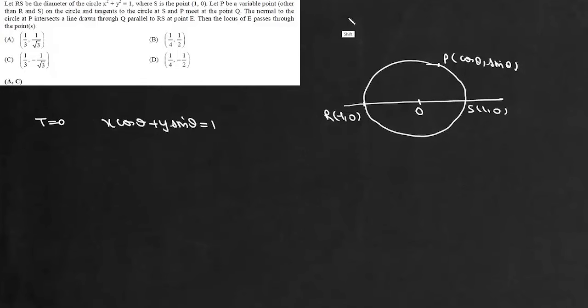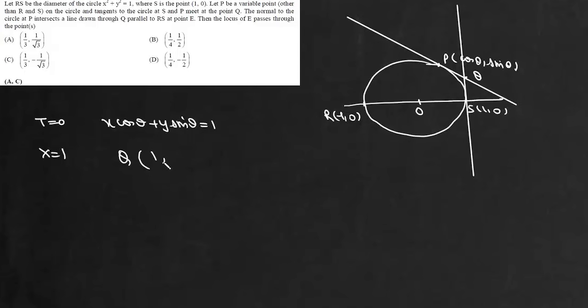So it has this tangent, and it says tangents to the circle at S and P meet at this point Q. So if we draw a tangent at this point S, these two tangents meet at this point Q. Now tangent at S is simply x equal to 1. So coordinate of this point Q will be 1, 1 minus cos theta upon sin theta.